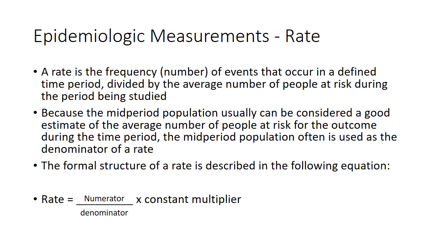And so when you're looking at the formal structure, the actual calculation, you'd see that rate equals that numerator divided by the denominator times this constant multiplier that we'll come up with. And most of the time the researchers will define what this constant multiplier is going to be and how they came up with that number.